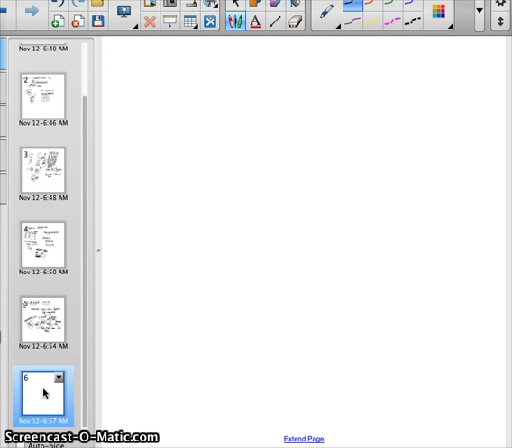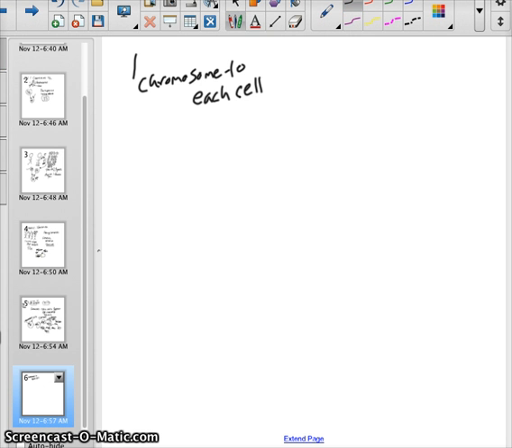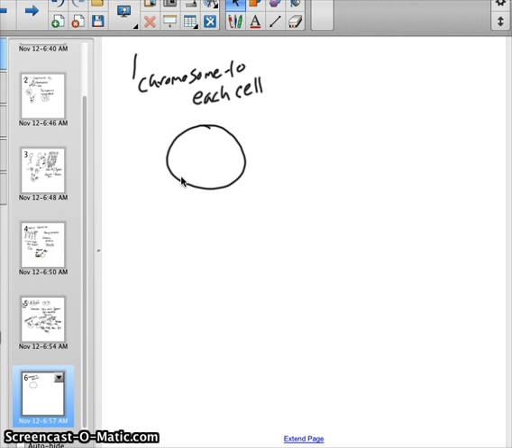All right, so now if we look at variation, the first part is independent assortment. For each chromosome pair, one chromosome goes to each cell. So one chromosome from each pair goes to each cell every time meiosis occurs. So what that means is, now I'm going to use some different colors here. I'm just going to do 4 chromosomes.